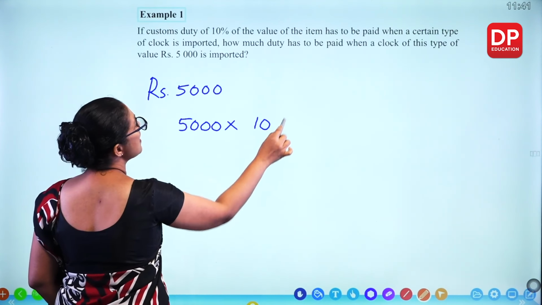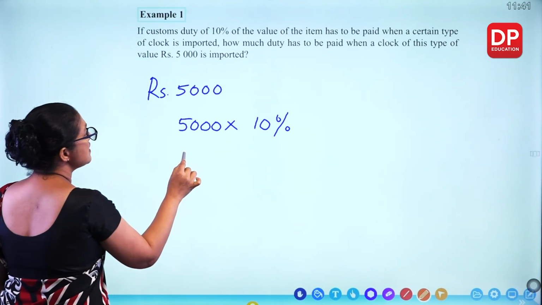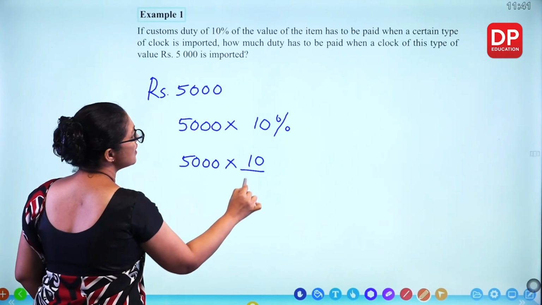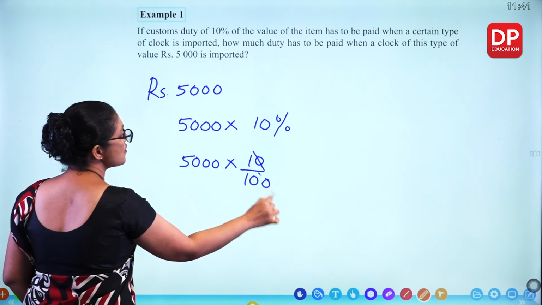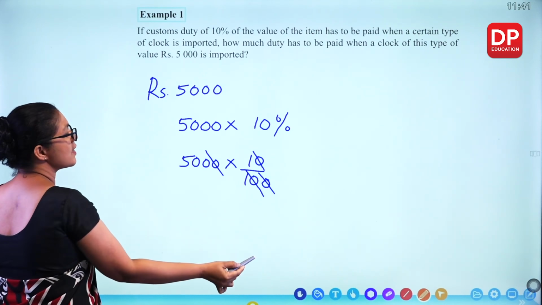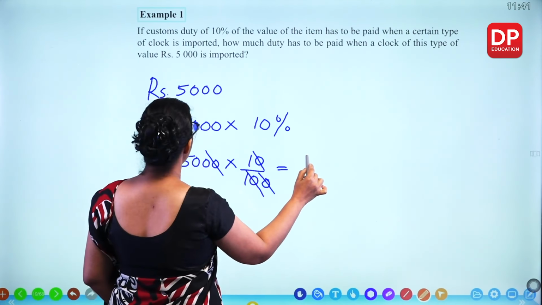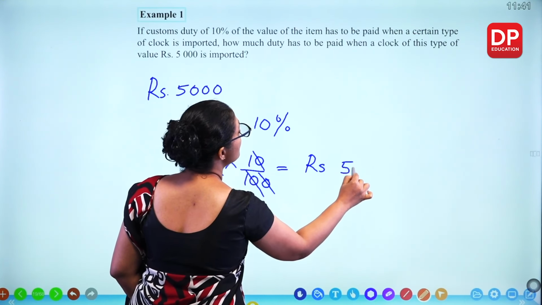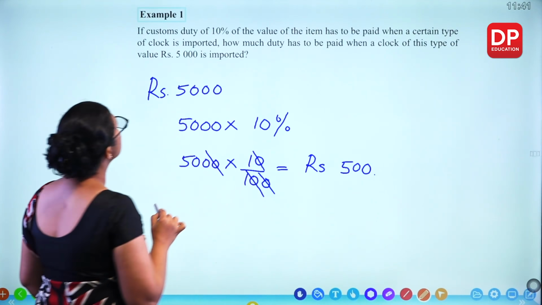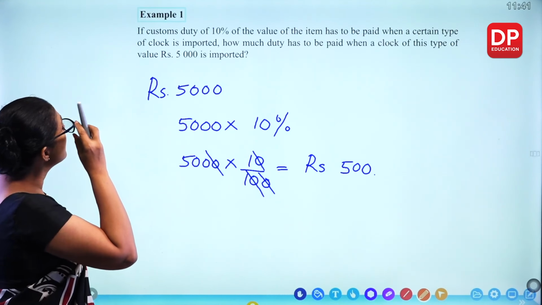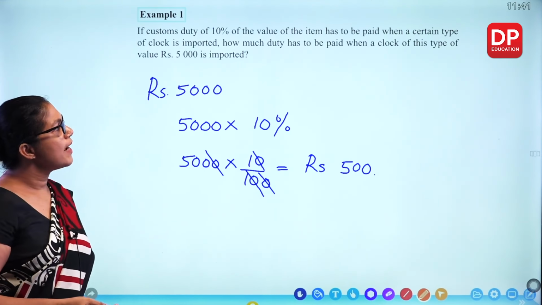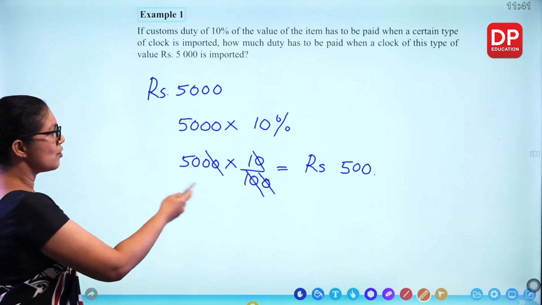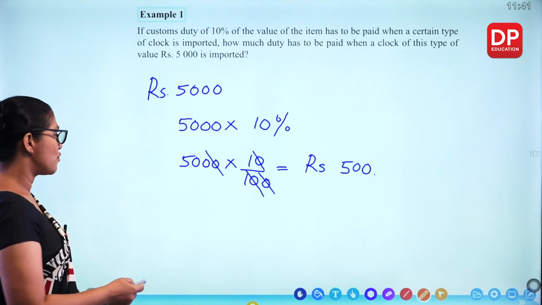Multiplied by 10%. That means 5,000 multiplied by 10 over 100. 0, 0 get cancelled out, 1, 0 get cancelled out. So the value you have to pay is 500 rupees for the tax. So they are asking how much duty has to be paid when a clock of the type valued at 5,000 is imported. So 500 rupees they have to pay.